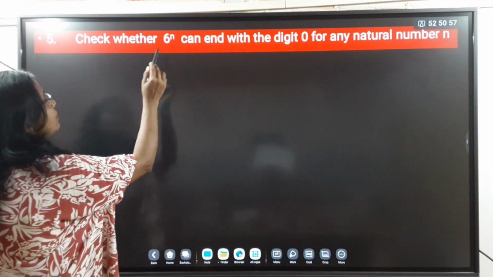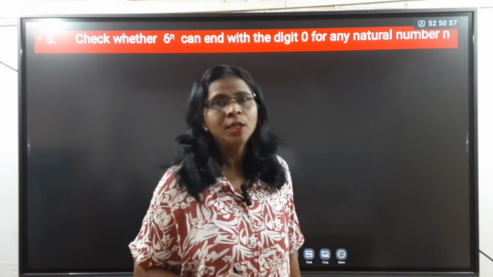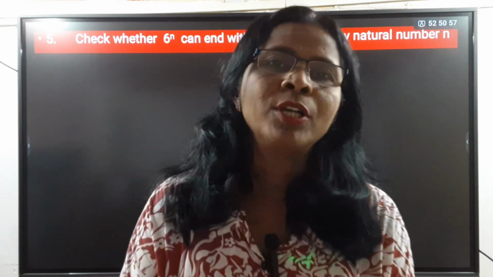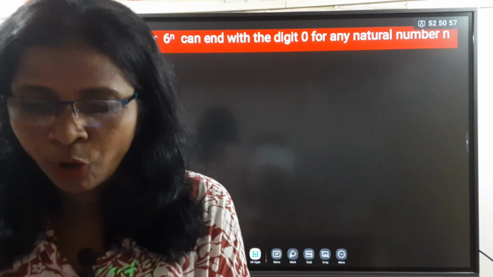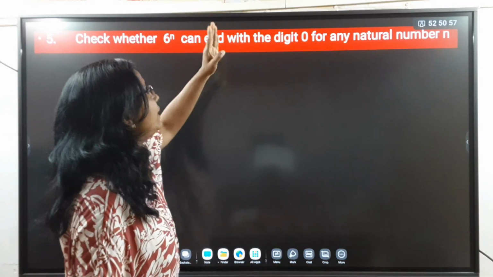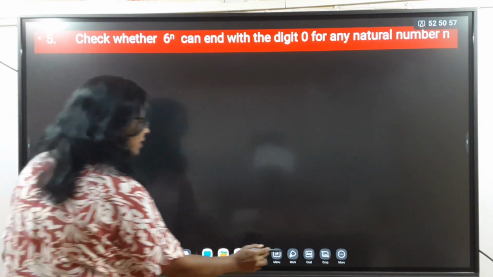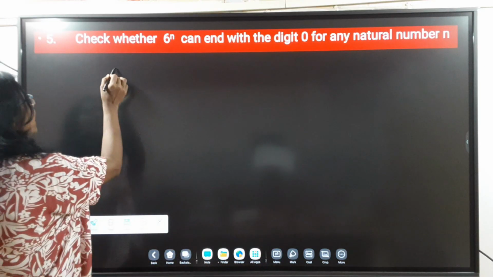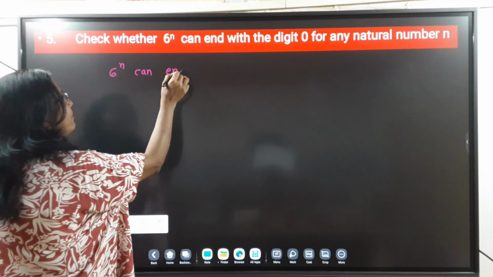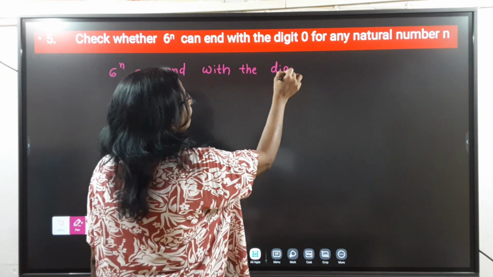Check whether 6 raised to n can end with the digit 0 for any natural number n. Okay. So now here students, here is a verification. This verification is for the number 6 raised to n, that we have to check whether 6 raised to n can end with the digit 0 or not. So now if we say that 6 raised to n can end with the digit 0.